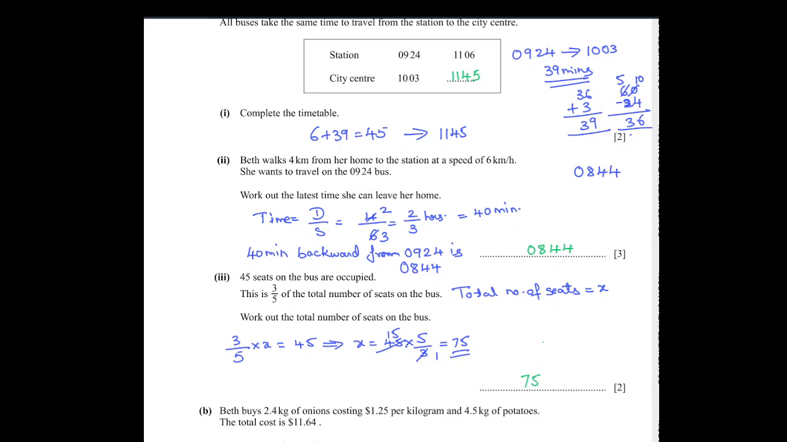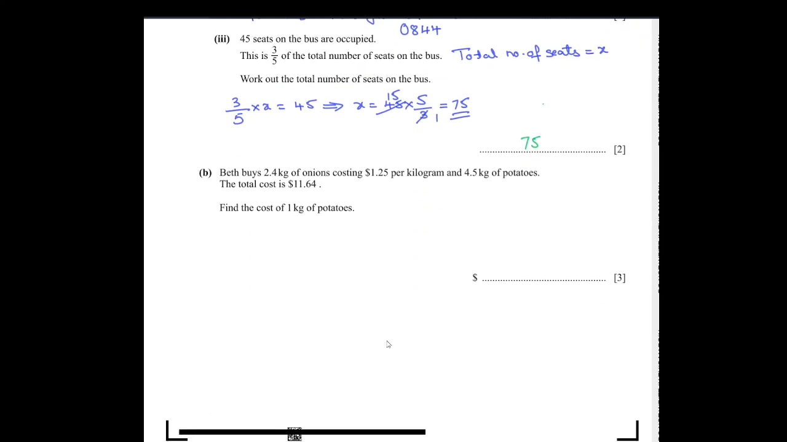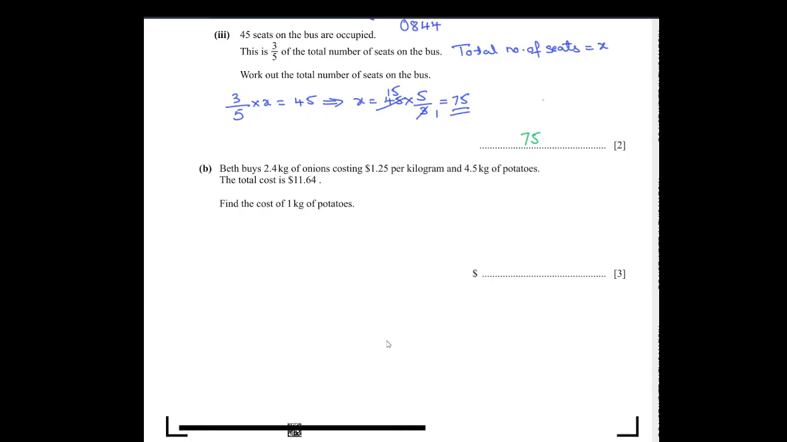Question number B now. Beth buys 2.4 kg of onions costing $1.25 per kilogram and 4.5 kg of potatoes. The total cost is $11.64. Find the cost of 1 kg of potatoes. So in this question, you have to make note that the weight of onions is given and price per kilogram is also given. But for potatoes, the weight is given, but price per kg we need to find out. And then they gave the total cost for both onions and potatoes.